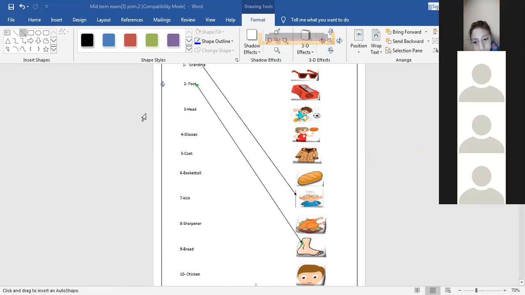Angelina. Hello, Angelina. Could you please read this word for me? Head. So which one should I match with which picture? Number 10. Thank you so much.